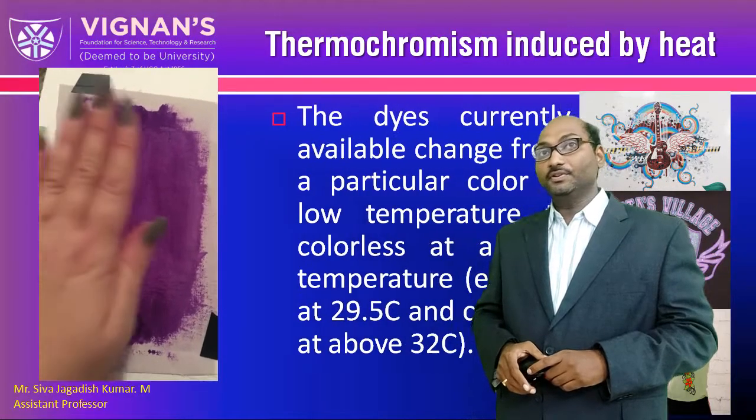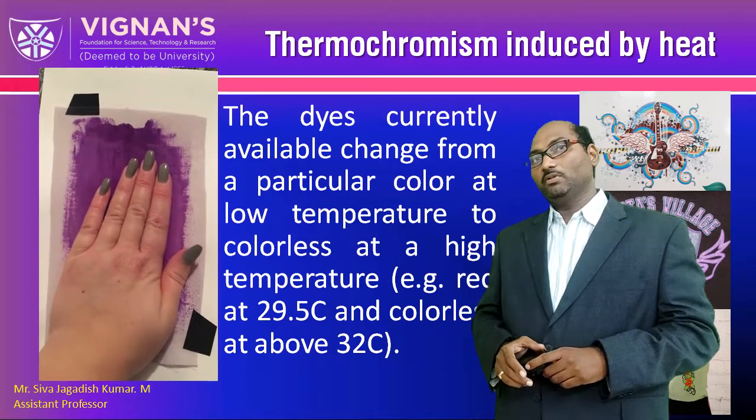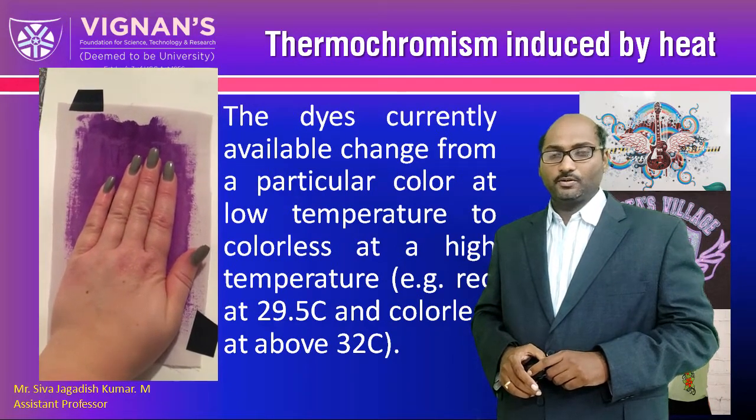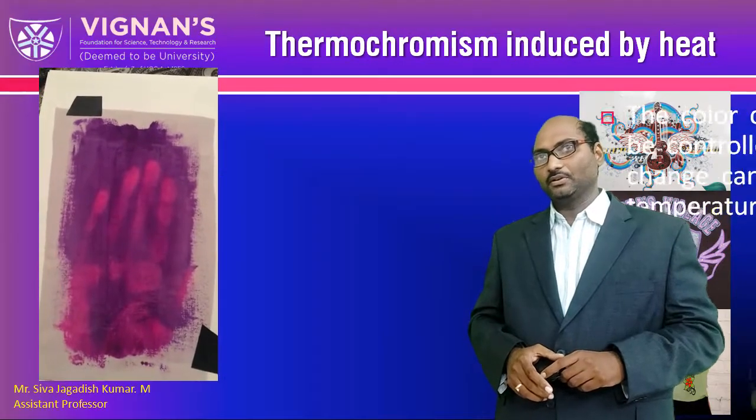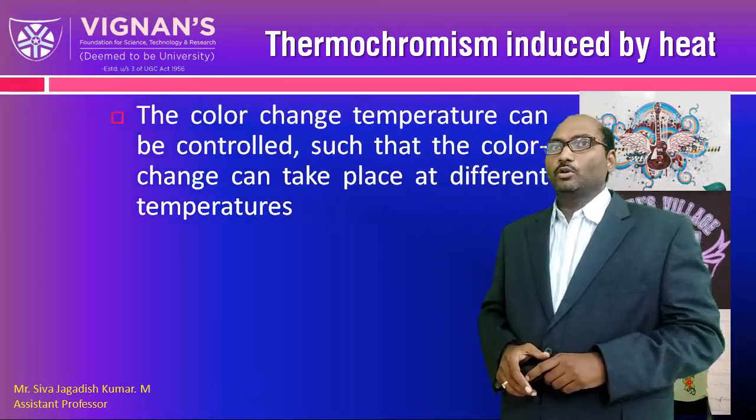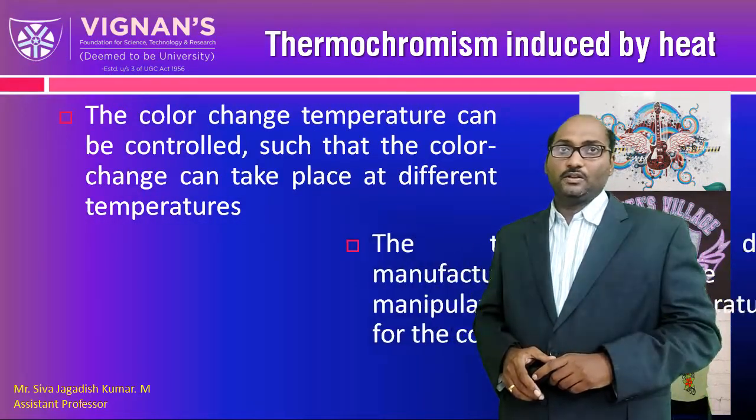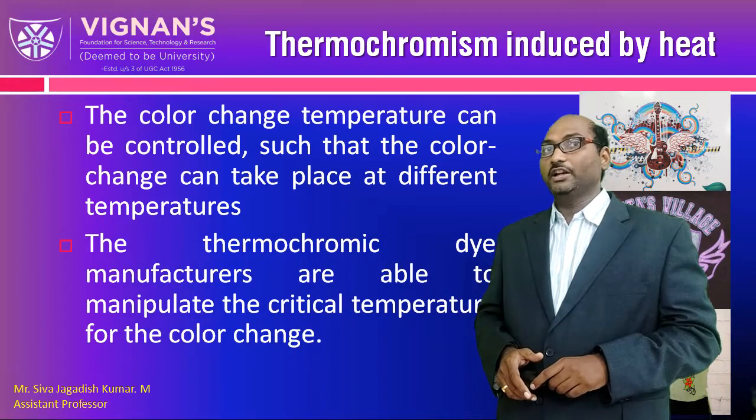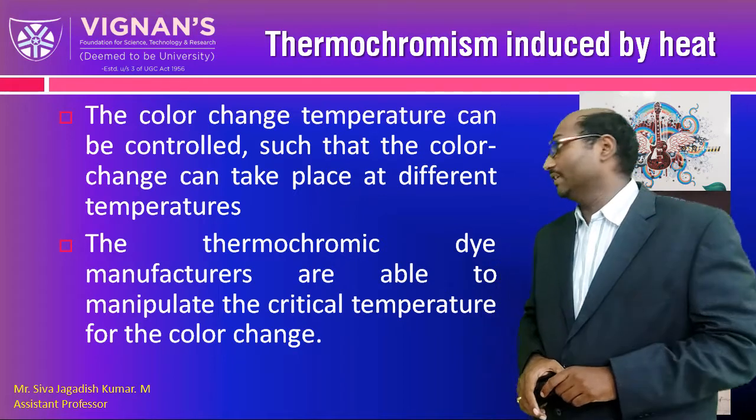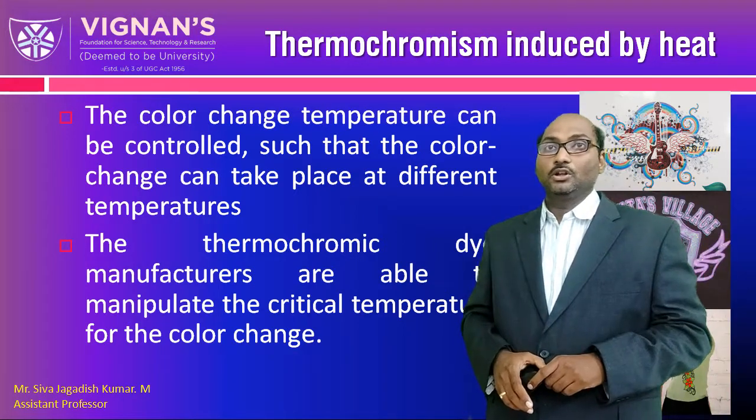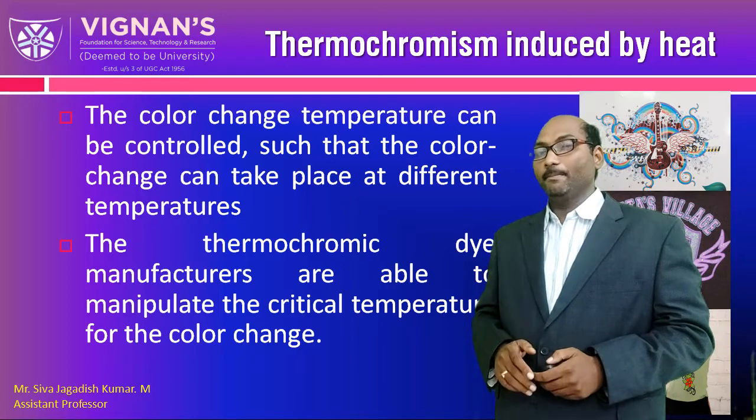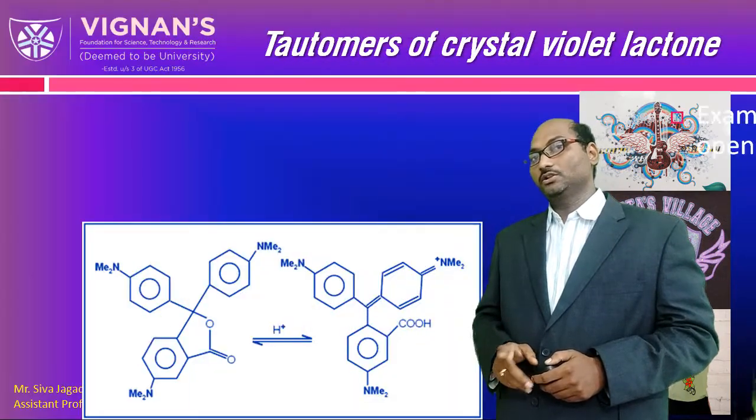Within 2 degrees centigrade also, the perceived color is going to change. Thermochromic dyes are available for a specific color range, which can be altered by the manufacturers. With thermochromism induced by heat, the color change temperature can be controlled so that the color change can take place at different temperatures. The dye manufacturers are able to manipulate the critical temperature for the color change.